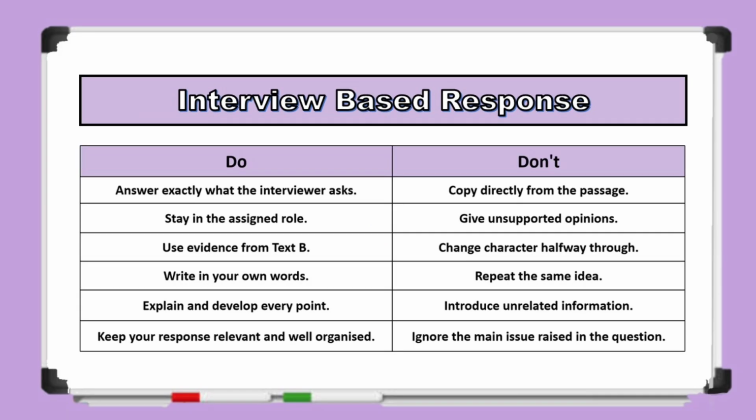There are also some important things you should always do and some things you should avoid. Answer exactly what the question asks, remain in your assigned role, support your ideas with evidence from text B, write in your own words, explain every point clearly, and keep your response relevant and well organized. At the same time, avoid copying directly from the passage, giving unsupported opinions, changing character halfway through your response, repeating the same idea, introducing unrelated information, or ignoring the main issue raised in the question.